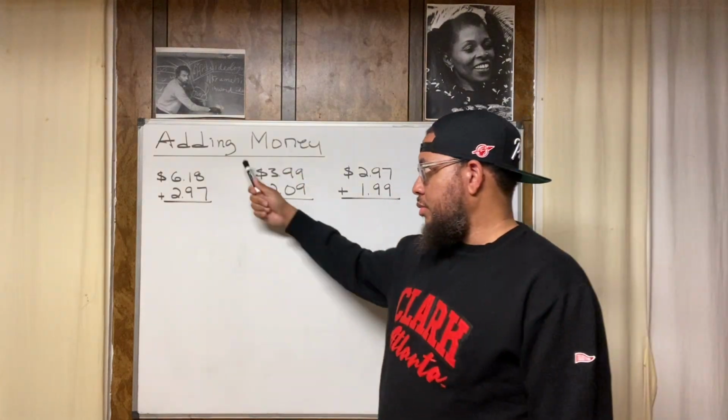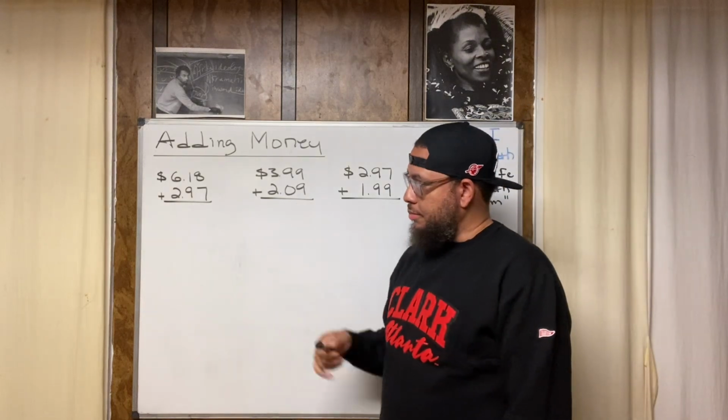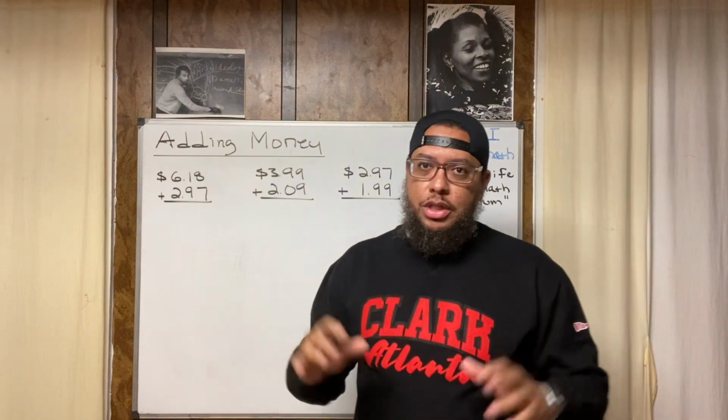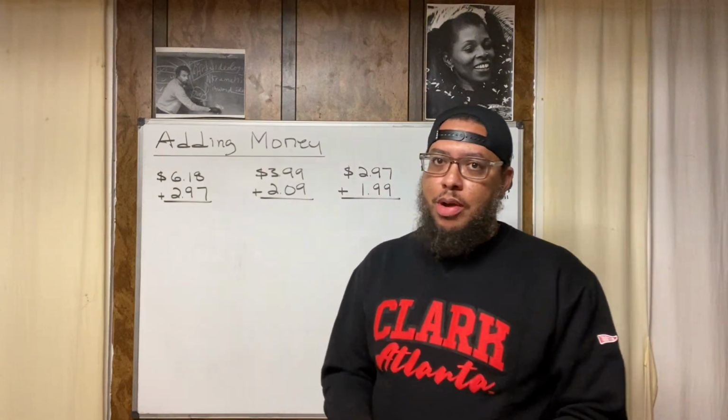What are we doing now? We adding money. That's what we're doing. We got 3 examples up here. What I'm gonna do with each of these is do them the traditional way using the traditional algorithm. But then we're gonna talk about another way to do these problems.